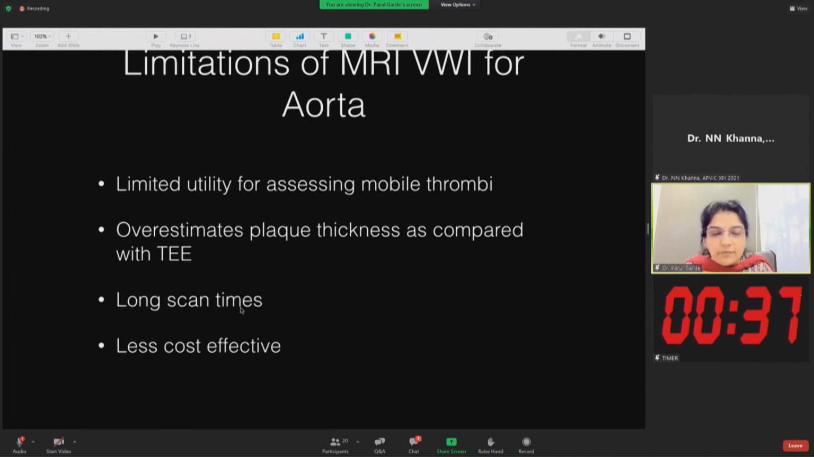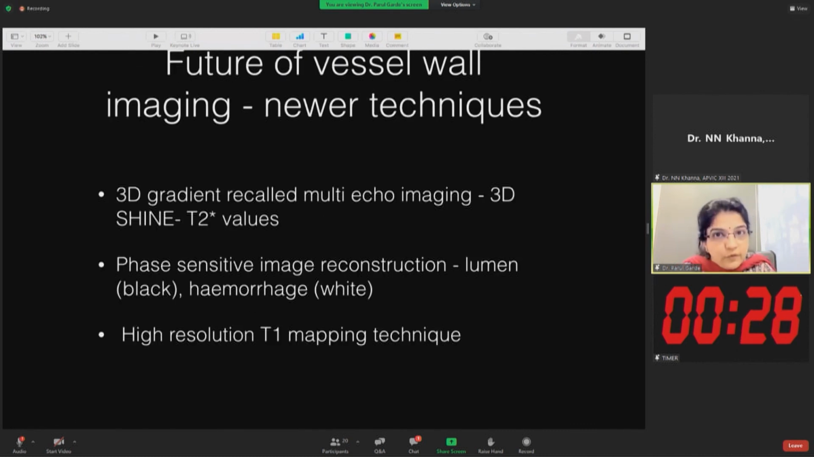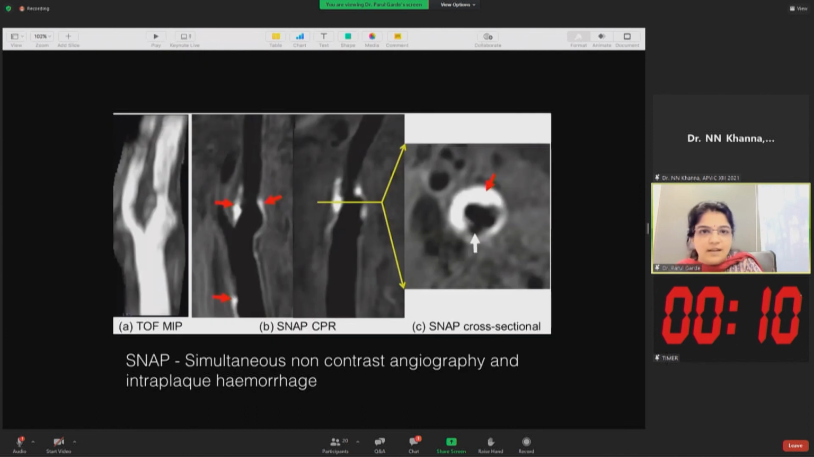But I'm sure in future, with better techniques that are coming up, imaging of the aorta would definitely be the way forward. As we look at the future of vessel wall imaging, there are several new techniques that are coming up each day. I would not want to go into the detail of all this, but yes, a special mention to phase sensitive image reconstruction, which has improved the contrast between the lumen of the artery and the wall of the artery. I'll just give you an example of that.